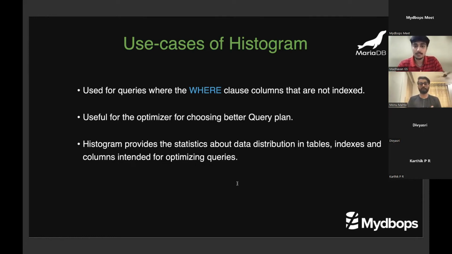Also, a histogram will provide proper statistics about all columns or indexes. That will be useful for the optimizer, and those things will be considered while framing the execution plan. It is most helpful when we have to optimize a query and we don't have a proper index, or we can't create an index for the column because it is costly. At that time this can help us.